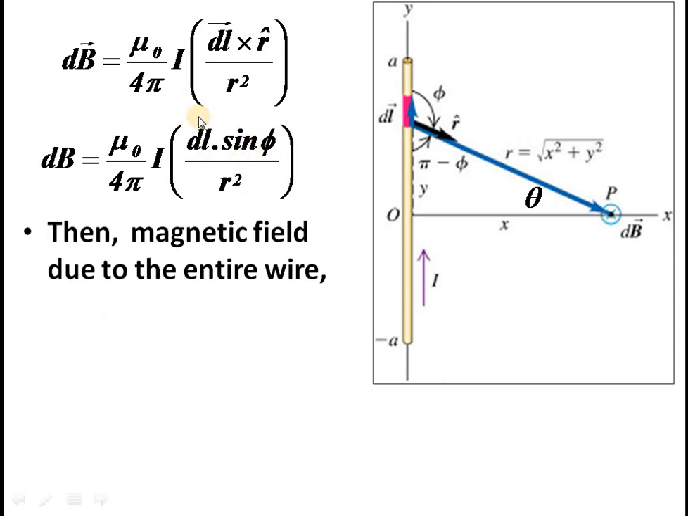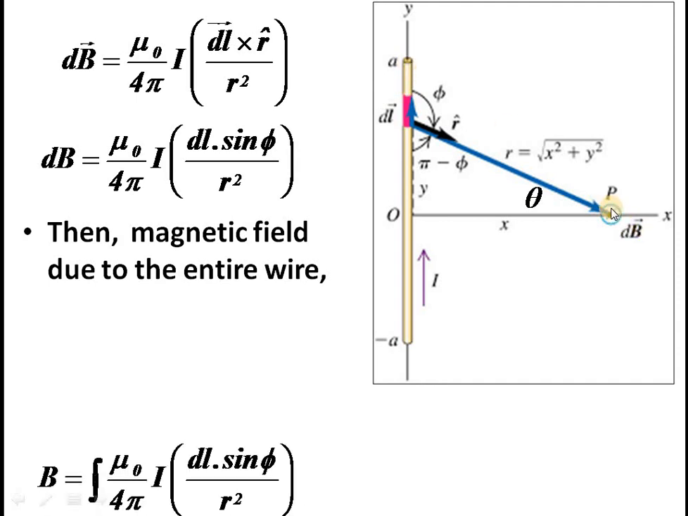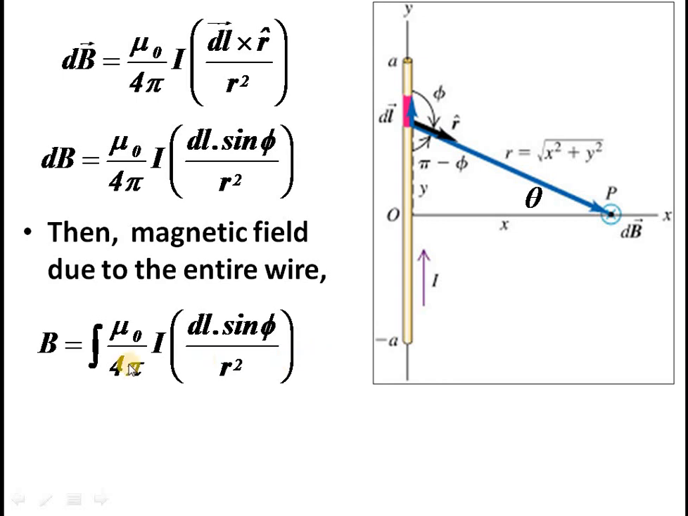And we have then, this is due to the current element shown here. So the total magnetic field at the point P due to the entire wire, you can write like this. Integral dB is B, and on the right hand side also you have to integrate mu 0 by 4 pi I dl sin phi by r square. Okay, so that is very clear.